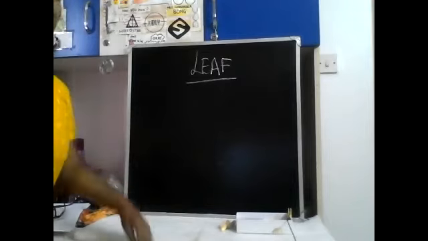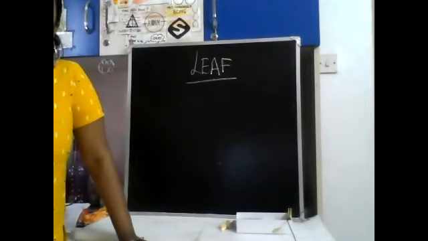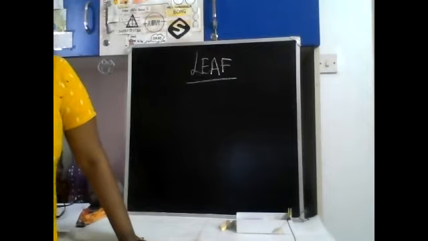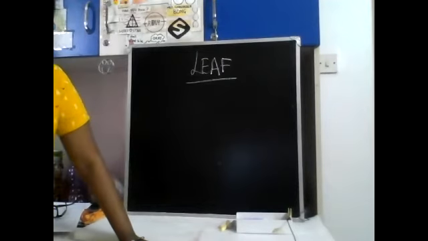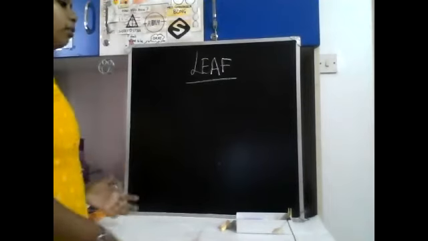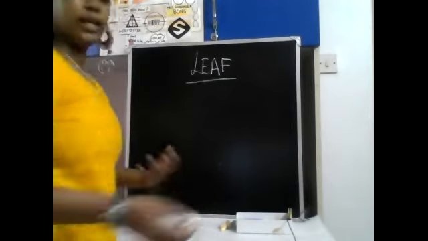So, where does the leaf originate from? This is the first question. The leaf originates from a bud, which is called axillary bud. So we'll look at what is an axillary bud and where is it present.